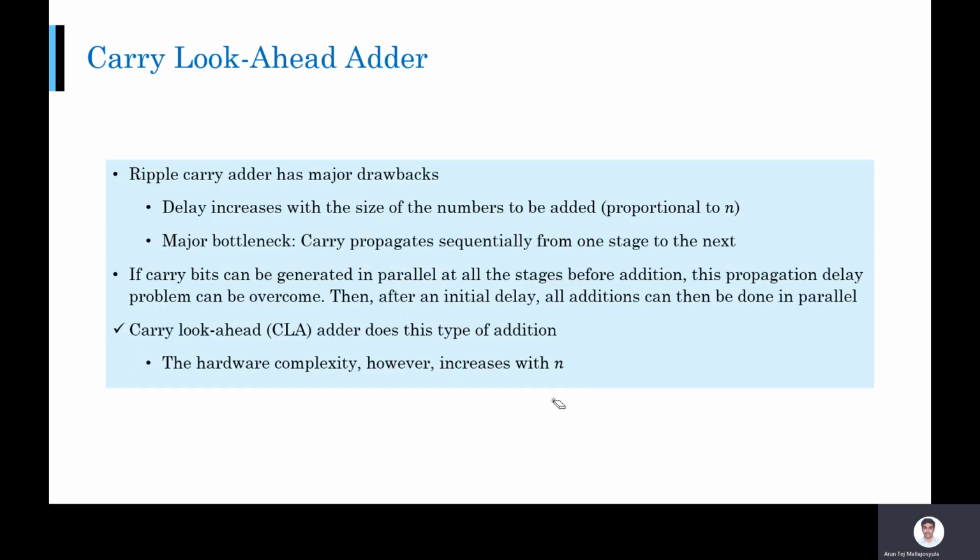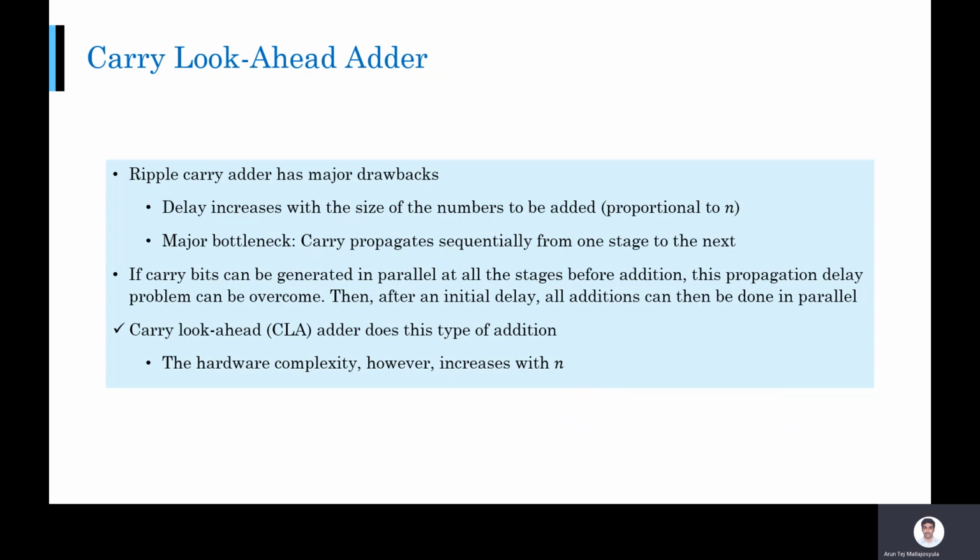Let us now go to the second type of adder, which is called the carry look ahead adder. We have seen that the ripple carry adder has a large delay. The delay was proportional to the number of stages, the size of the numbers being added: 2n TP for carry and 2n plus 1 TP for sum. So if the number is large, your delay will be large. The major bottleneck is that the carry has to propagate sequentially from one stage to another.